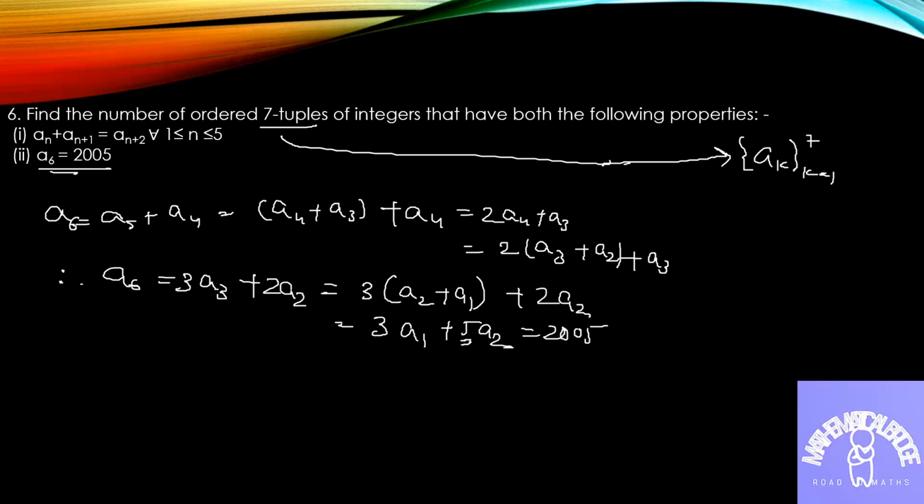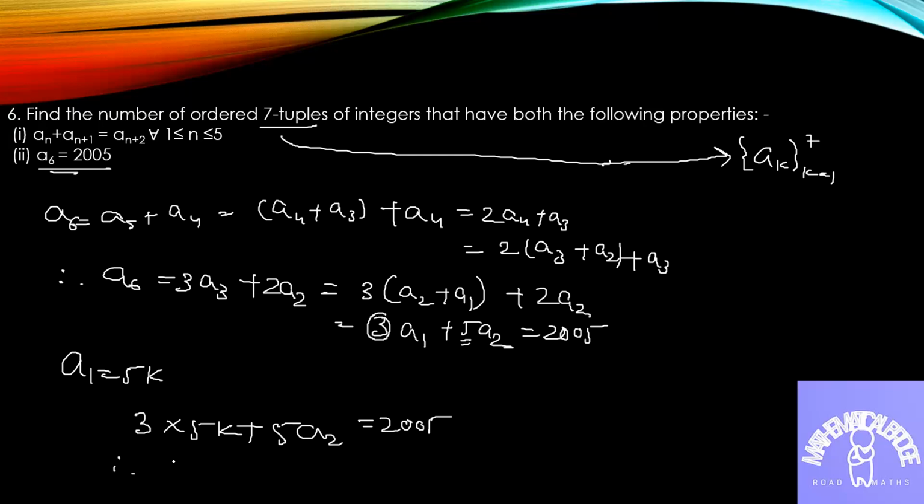2005 is already divisible by 5, but it is not divisible by 3. But their sum is 2005. That means it has to be divisible by the term 3a1. This automatically implies that a1 is of the type 5k. So we can replace a1 by 5k. So we will get 3 into 5k plus 5a2 is equal to 2005.